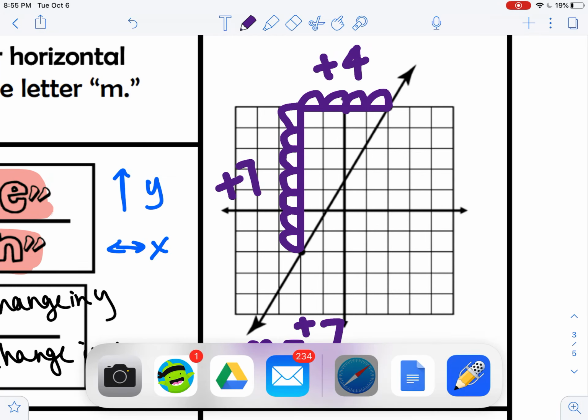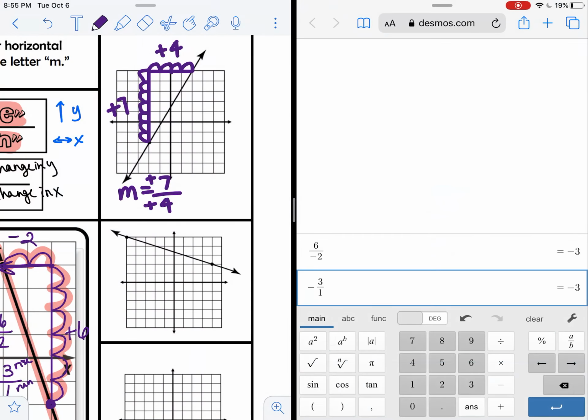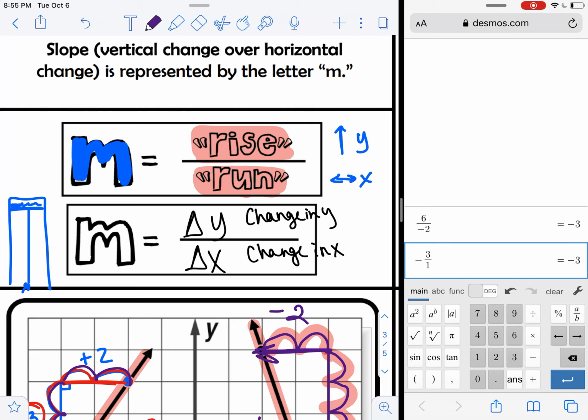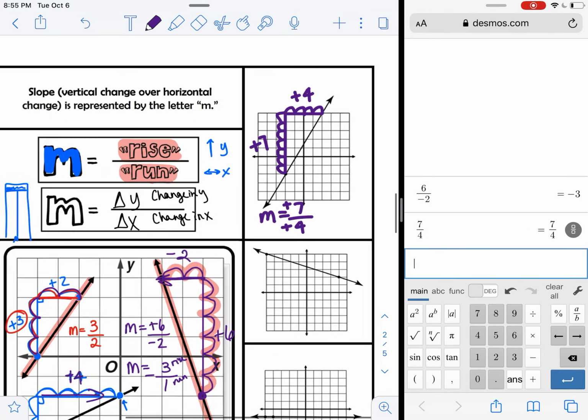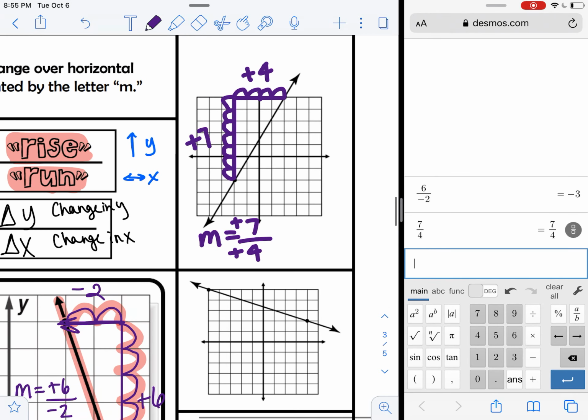Let's see if it simplifies. So we come over here and we type that in. So we have 7 divided by 4. Okay, now if you notice, that does not simplify at all, so then we are good to go. It is 7 over 4.